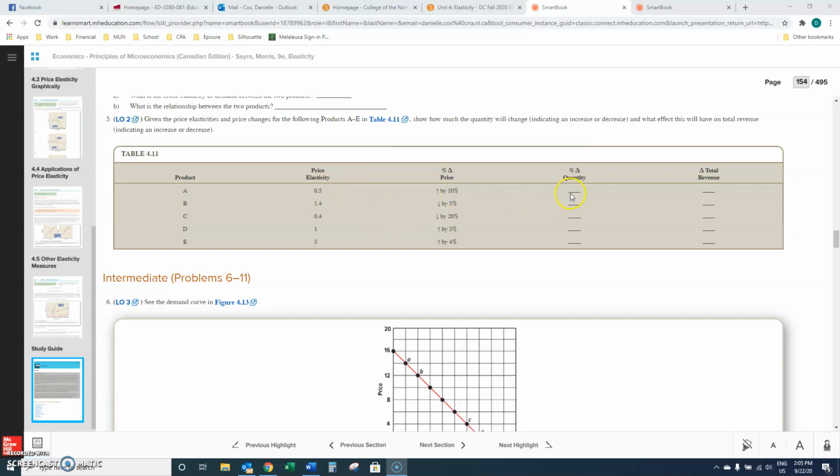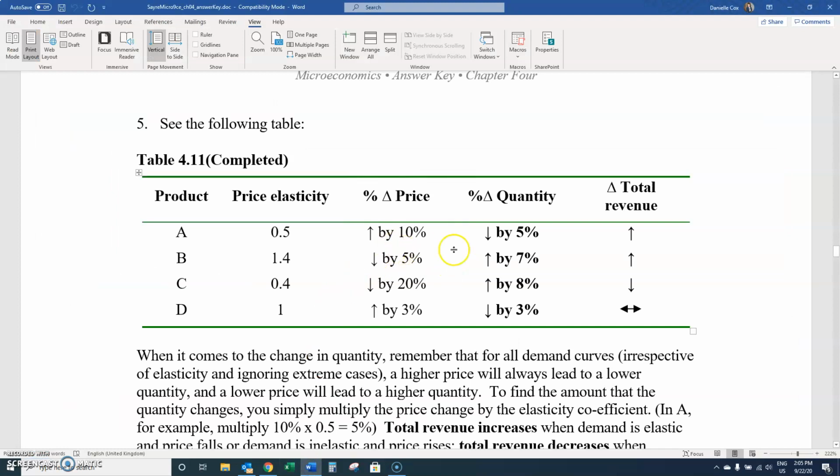What that means is, if you work out the math of the formula, you're just taking the price elasticity and multiplying it by the percent change in the price, and that will give you the percent change of quantity demanded. So 0.5 times 10%, the percent change in your quantity is 5%. 1.4 times 5%, again 0.4 times 20%, 1 times 3%, and 3 times 4%. That's how you get your solution. So from that, we'll get our numbers: 5%, 7, 8, and 3.